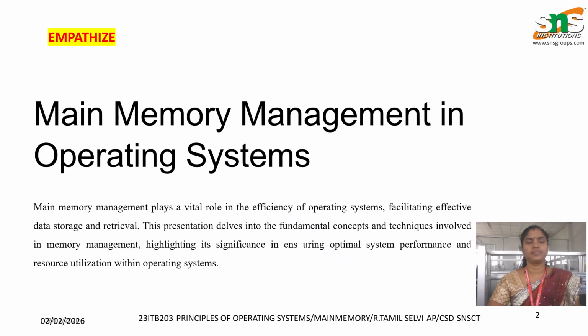Let's start. Main memory. So main memory, also called primary memory or RAM, is the memory where programs and data are stored while they are being executed. The operating system uses main memory to load processes and manage their execution efficiently. So main memory management plays a vital role in the efficiency of operating systems.